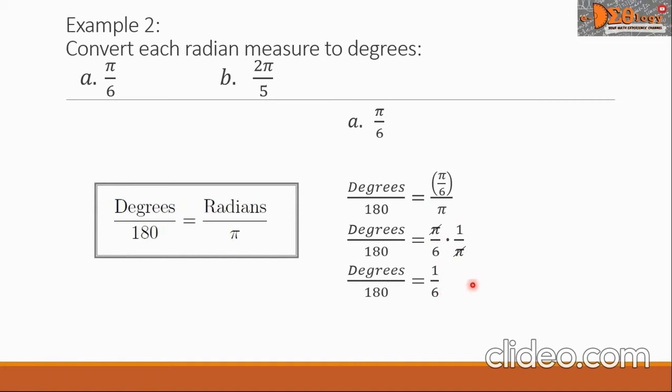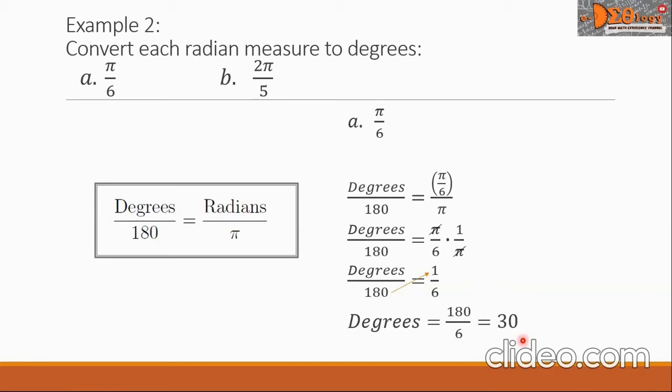From here, we're now going to cross multiply this 180 to the right hand side. So the 180 times 1, and the degrees will be alone on the left hand side. We have now 180 times 1 all over 6. Since this is a factor of 1, we can simply remove this 1. We can now simplify this into 180 over 6. And when we get the quotient, the answer will be 30.